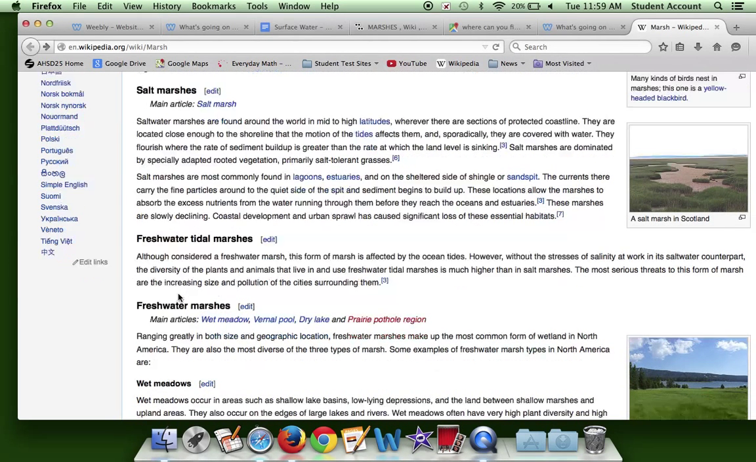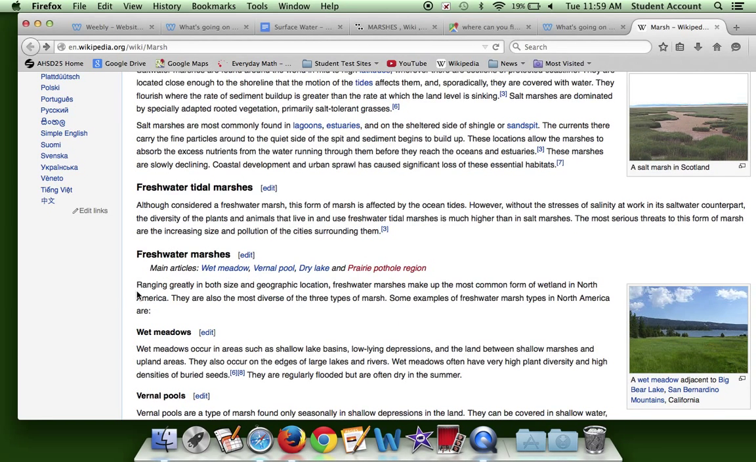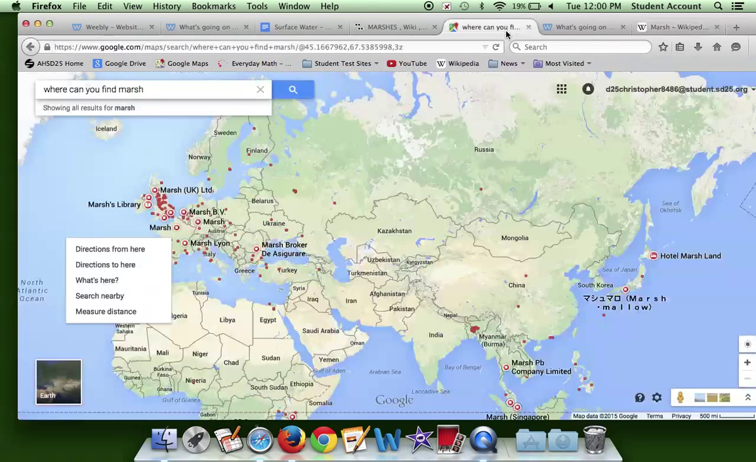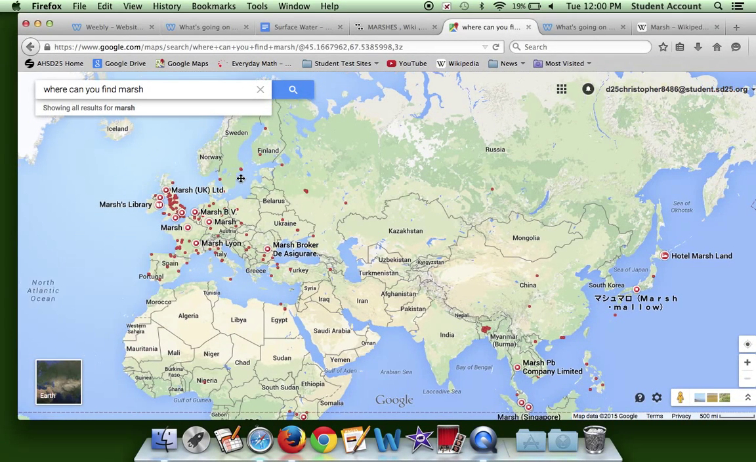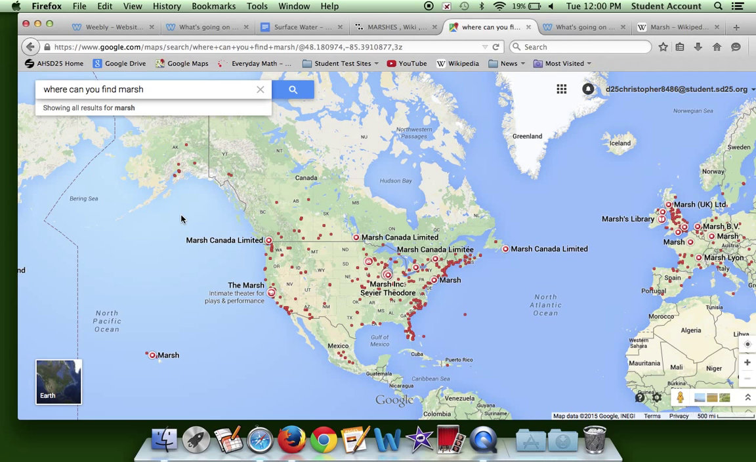Freshwater marshes are just freshwater, ranging greatly in size and geographic location. Freshwater marshes make up the most common form of wetland in North America. So if we look at our map again, pretty much what this is telling us is that most of the marshes along here, everywhere in North America, are freshwater. So yeah, that's that.